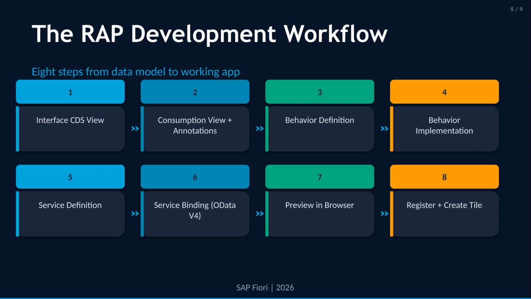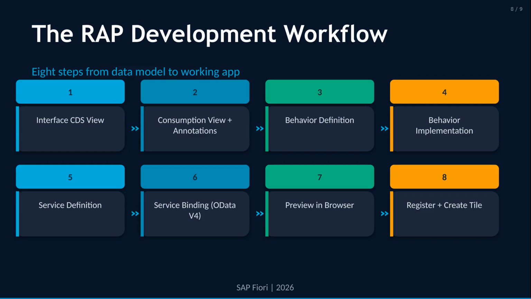Let us walk through the end-to-end workflow for building a transactional app. Step 1. Create your interface CDS view with associations, key fields, and base annotations. Step 2. Create a consumption CDS view that adds UI annotations on top of the interface view. Step 3. Write a behavior definition that declares create, update, delete, validations, and actions. Step 4. Implement the behavior in an ABAP class with methods for each declared operation.